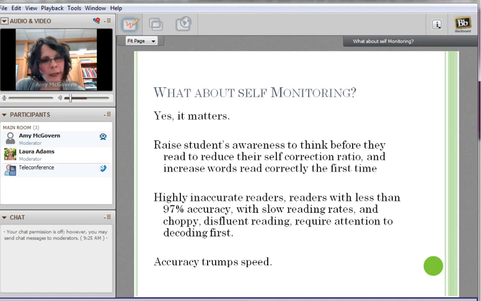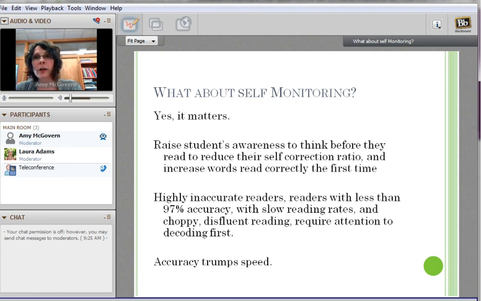Okay, so self-monitoring. Just briefly touch on that. Of course, it does matter, and for those students who are wildly inaccurate and fast readers, you want to slow them down and get them to pay attention to what they're doing right before they want to say that word. Are they just guessing off the first sound? Are they substituting?